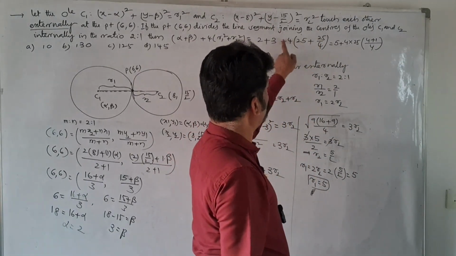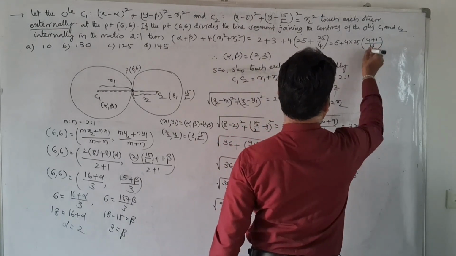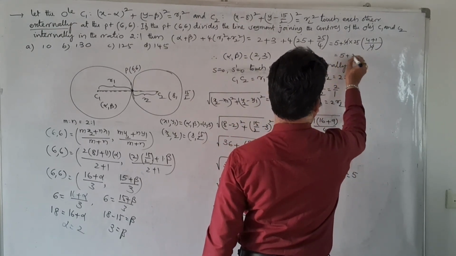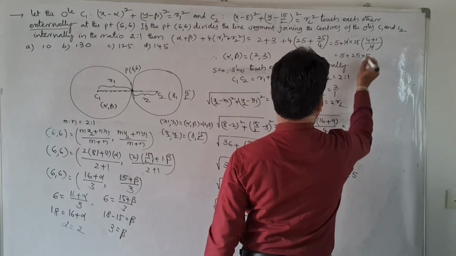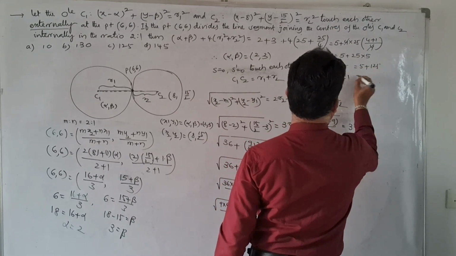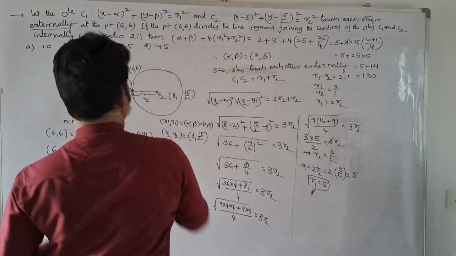Understood? Here 25 common, LCM is equal to 4, 4 plus 1. So this implies 4 cancels. Now this implies 5 plus 25 into 5. So that is equal to 5 plus 125. That is equal to 130. So the second answer is correct.